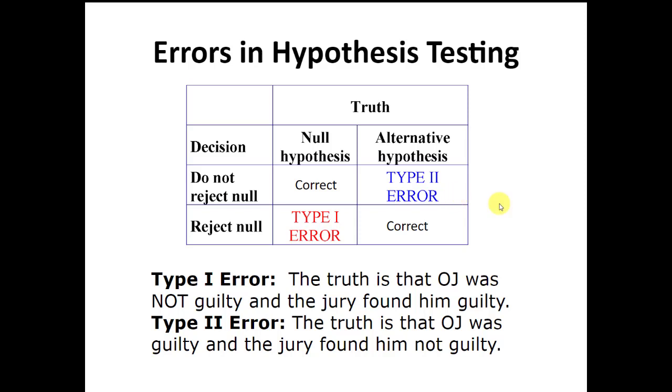In the justice system, a type 1 error is more egregious. It's worse to find an innocent person guilty than a guilty person innocent, according to our laws. So we have to be very, very careful about committing type 1 errors in the jury system.